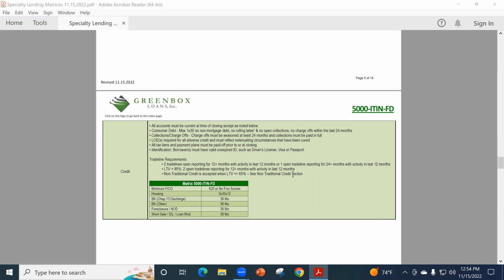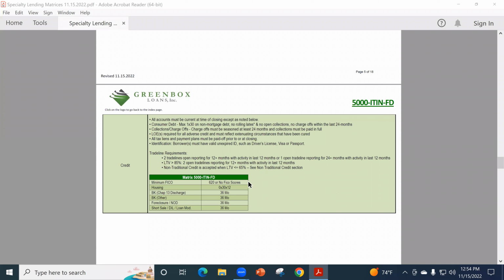On an average ITIN borrower, I do see about 2 to 3 exceptions per file. We have one right now in our pipeline that has 6. Which is the max? The max is 4. So you see how we're very lenient, but we want to make sure we make things happen. That's one of the reasons why we're so successful with this program here.